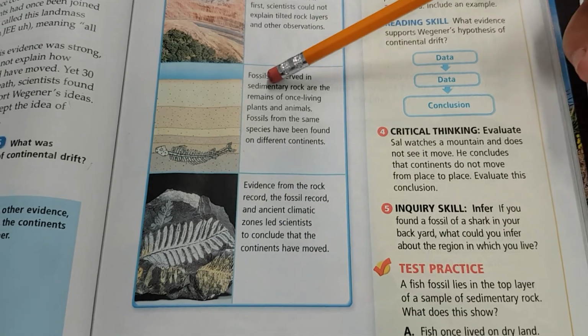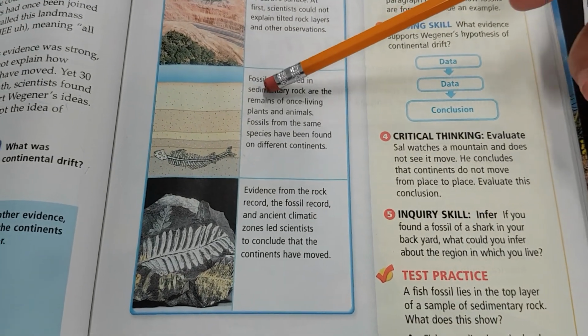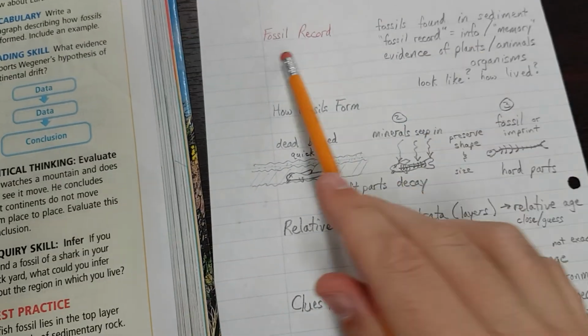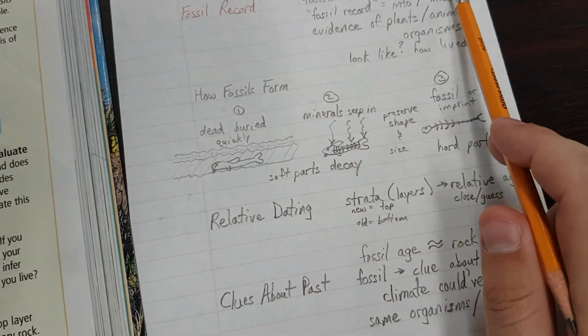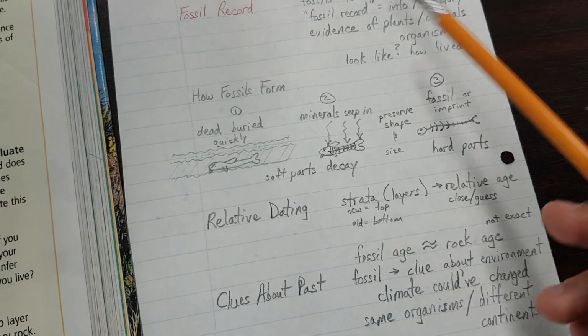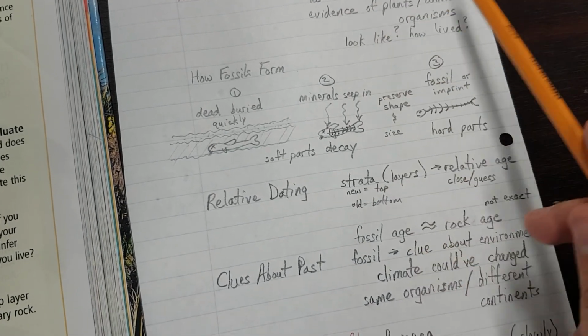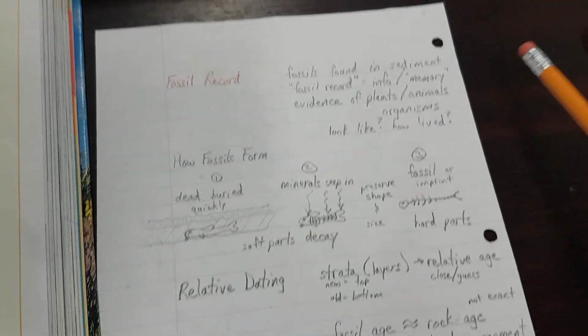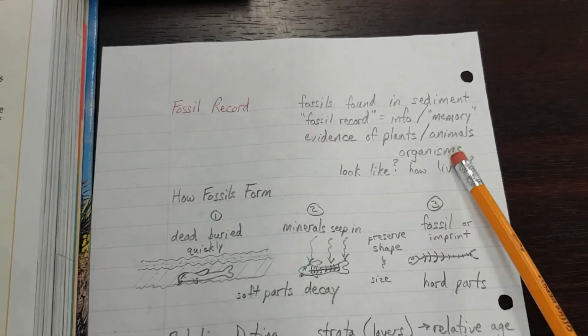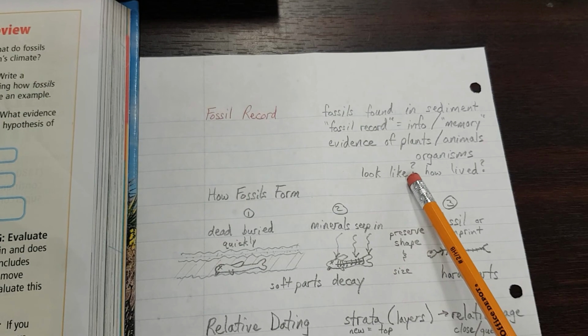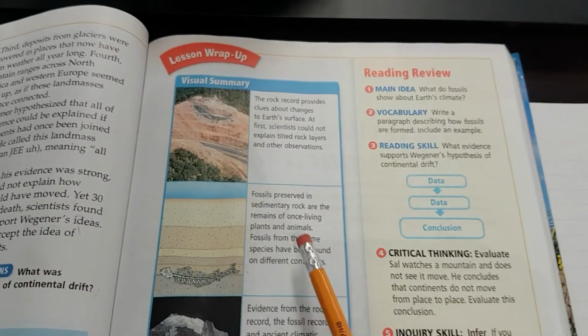Okay. Fossils preserved in sedimentary rock are the remains of once living plants and animals. So here we go about fossils. They're found in sediment or sedimentary rock. The fossil record is information, or like a memory. It's evidence of plants and animals that used to live a long time ago, and we call all of those things organisms. We can learn what they looked like or how they lived.